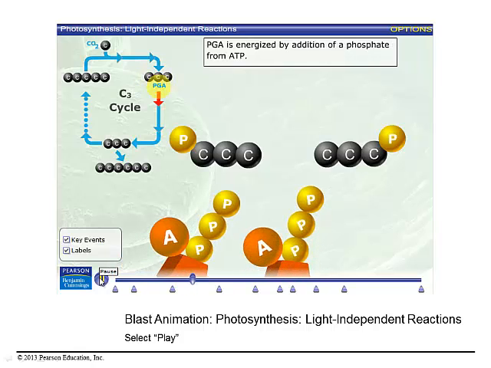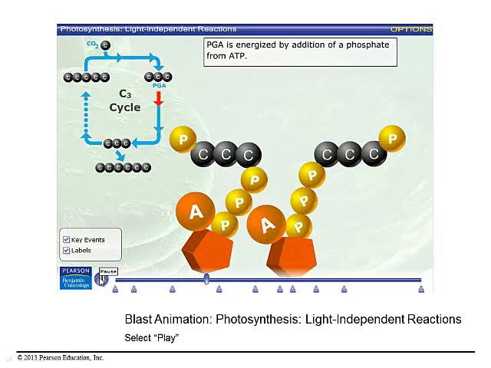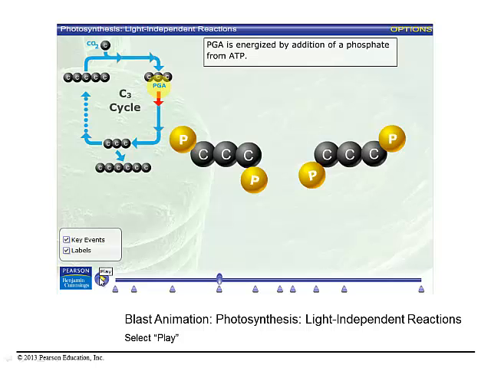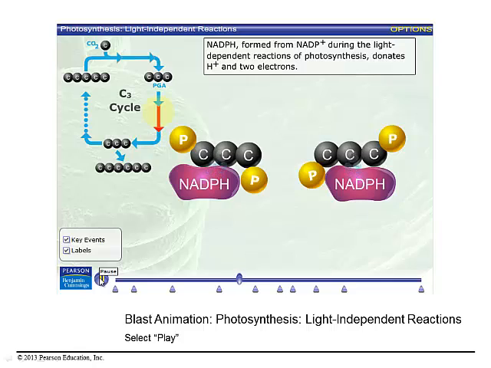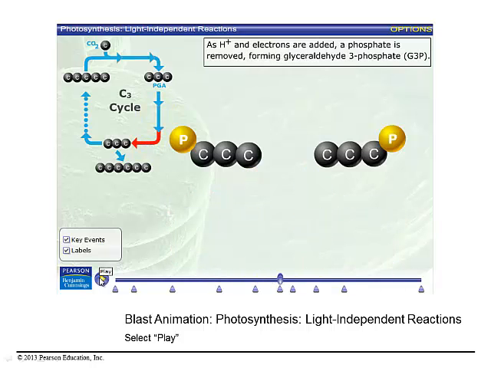Is that the pyruvic acid that it just made? No, different molecule. PGA is the molecule. So remember, this is photosynthesis. There's no pyruvic acid? No. And again, you don't have to remember these, but I just want you to have an appreciation for this. It's the same type of reaction we just learned about.